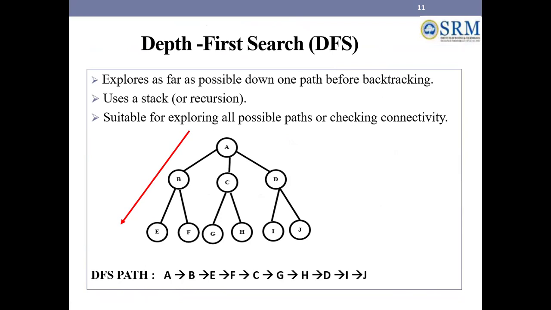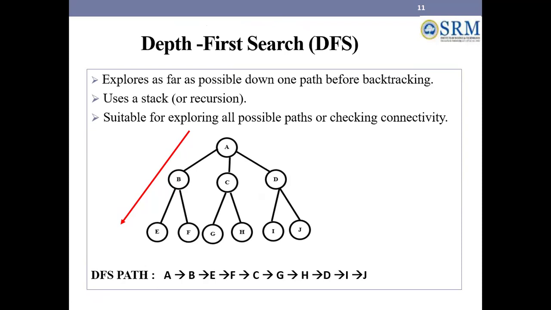So explore the elements depth wise. For example, take A. A is visited. What's the first adjacent of A? B. Only visit the first adjacent for all the nodes. So the first adjacent of A is B. Then for B, visit the first adjacent, E.